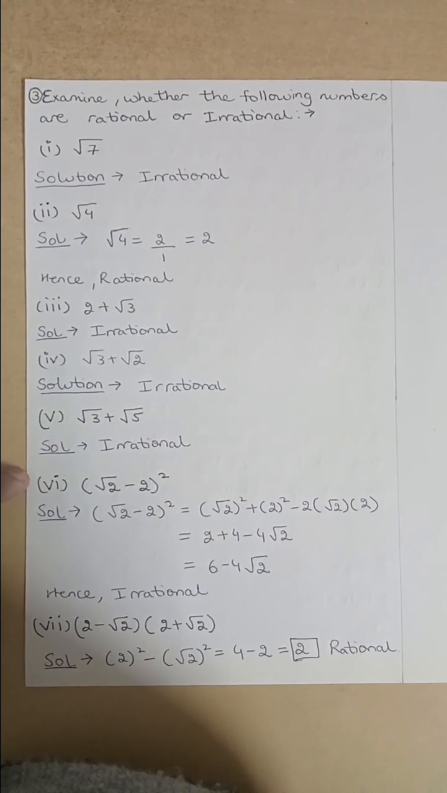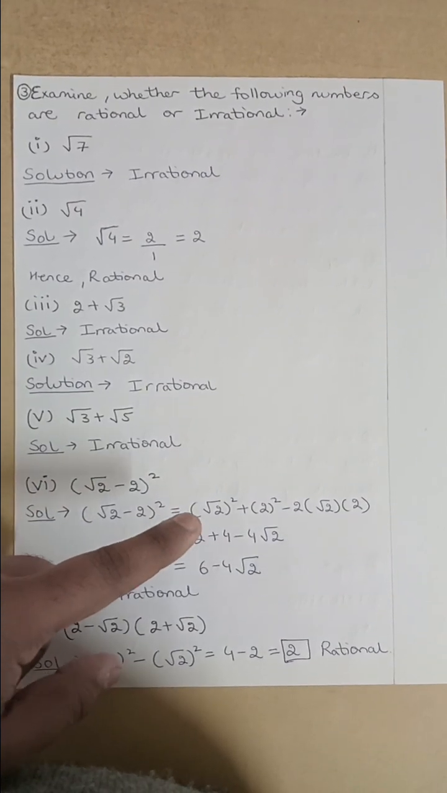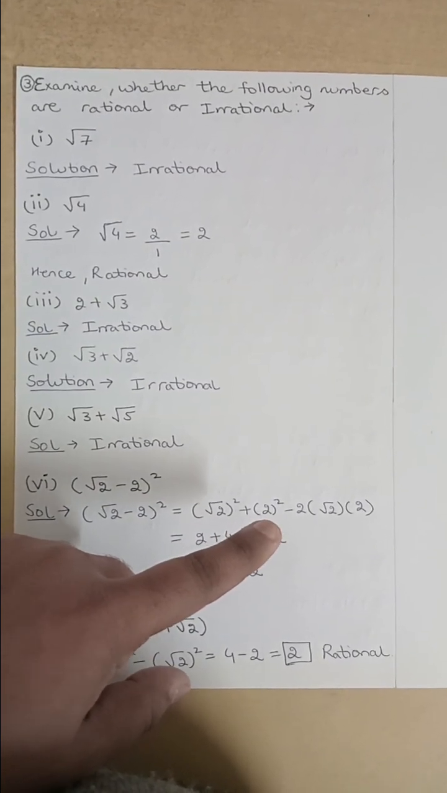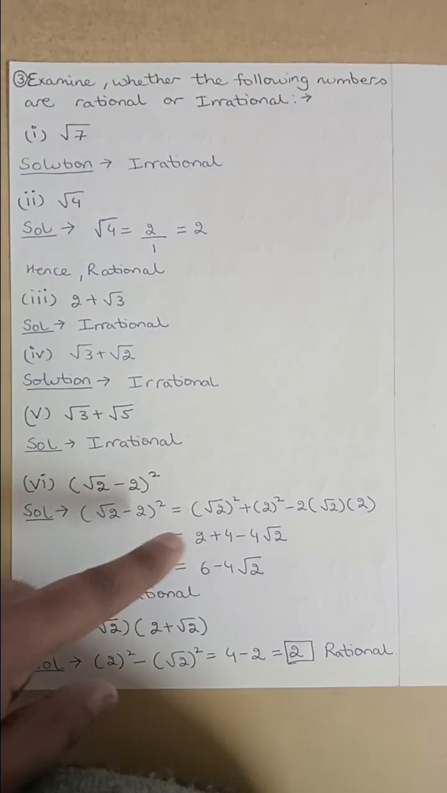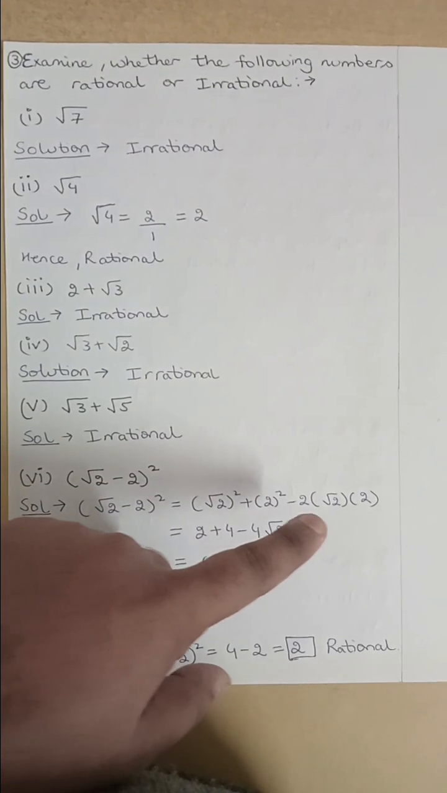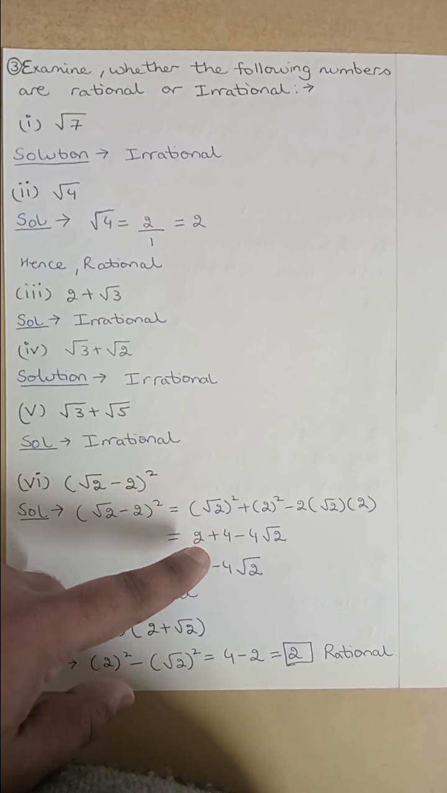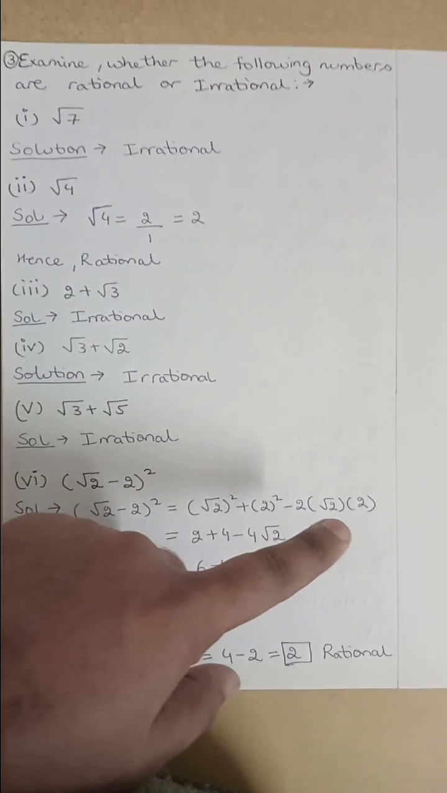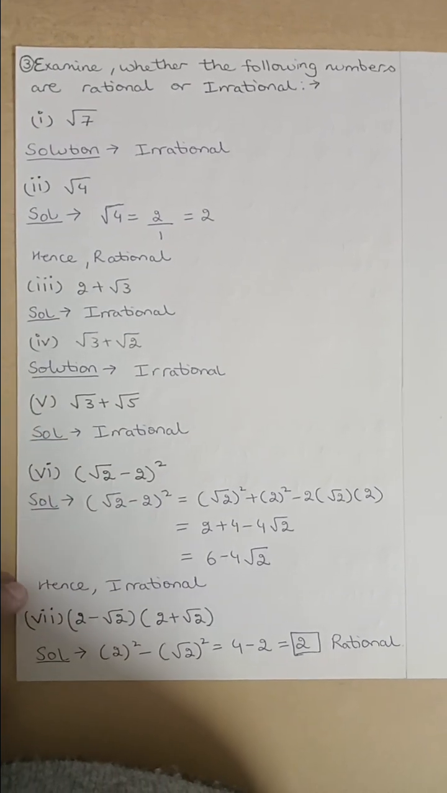Sixth, root 2 minus 2, complete whole square. This is of the form a minus b whole square, which is a square plus b square minus 2ab. Root 2 square is 2, 2 square is 4, and minus 2ab comes out to be minus 4 root 2, which is equal to 6 minus 4 root 2, hence irrational.